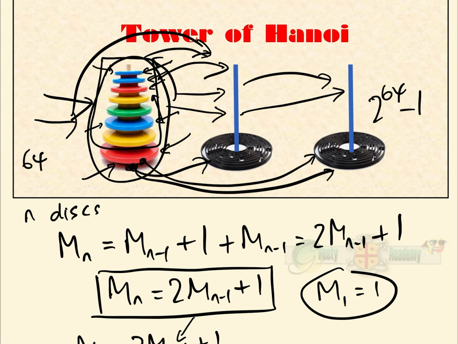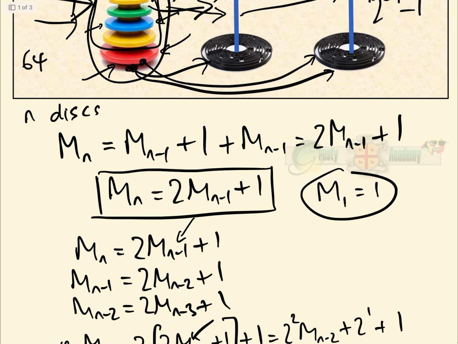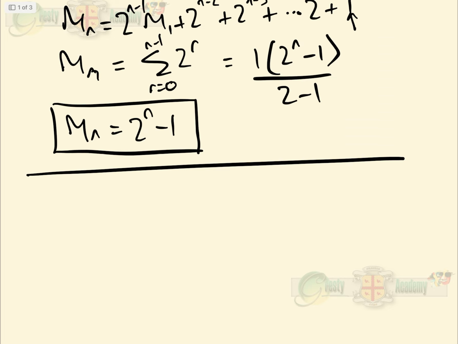Even if they moved one a second, it would take them billions of years to move the 64 discs, according to the rules, from one post to the other, so we don't need to worry too much about that. Okay, now in actual fact we can also prove this by mathematical induction, so let's just do that.